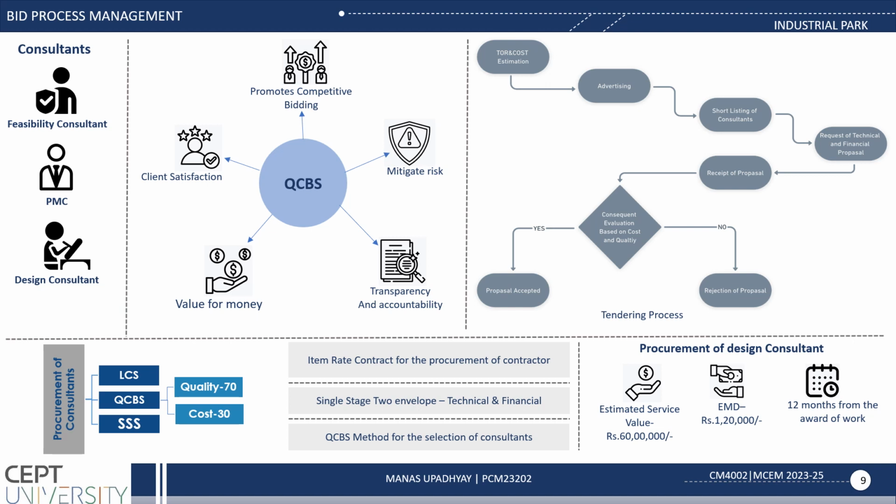Now coming to the procurement of consultant. Procurement of consultant can be done through the following methods. The first one is LCS, Least Cost Selection Method. The second one is QCBS, Quality and Cost-Based Selection Method. And the last one is Single Source Selection Method. Usually, a private project goes for the single source selection method.